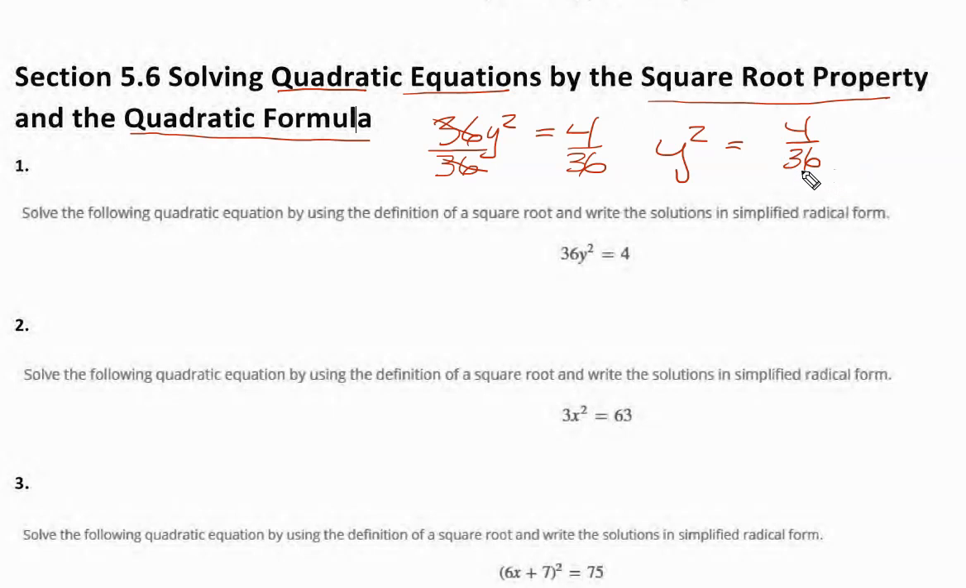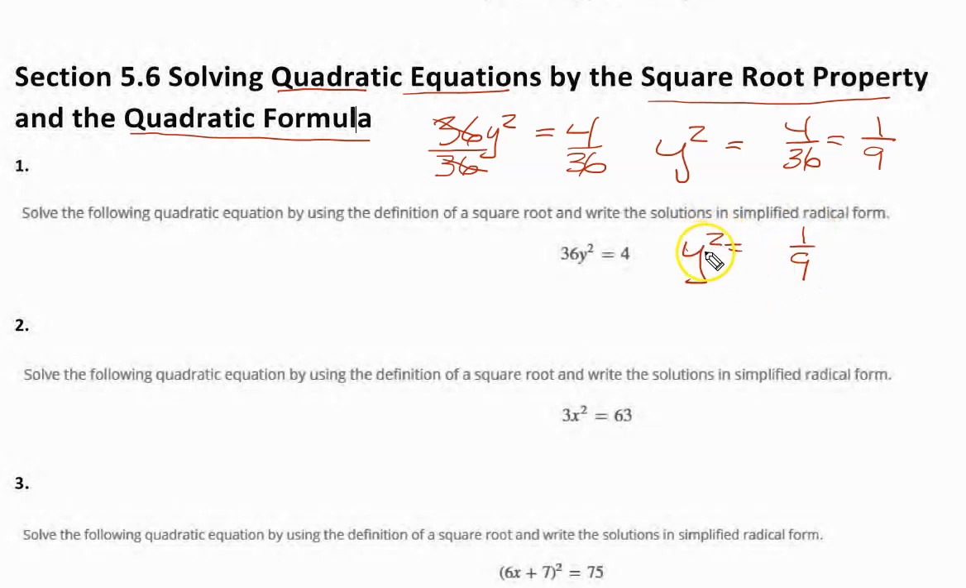4/36. Now you might say, can I simplify that? And the answer is yes, you can. You could do it now, or you could wait. But the simplification of this would be 1, and then 4 times 9 is 36. So we now have y squared equals 1/9.